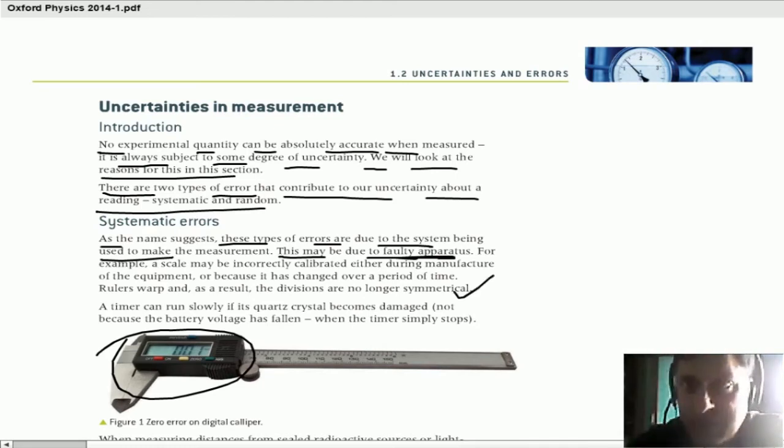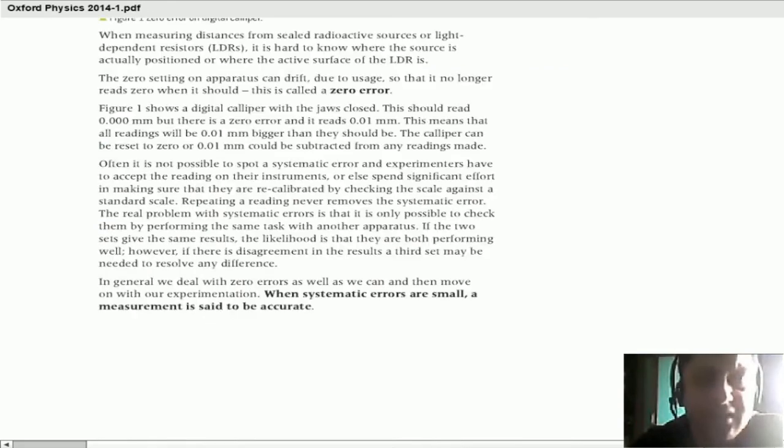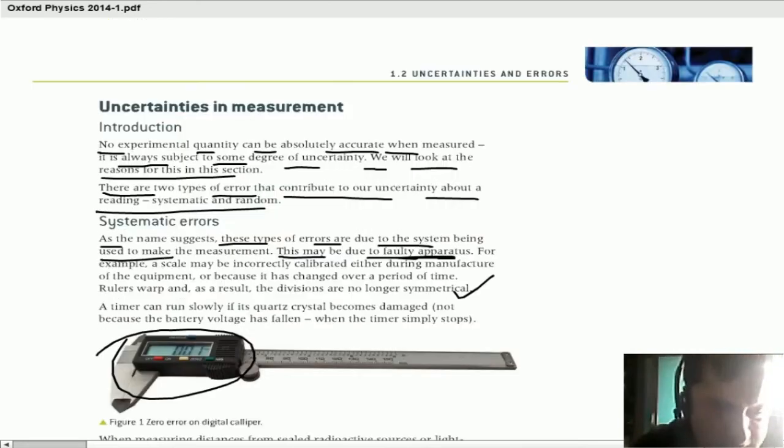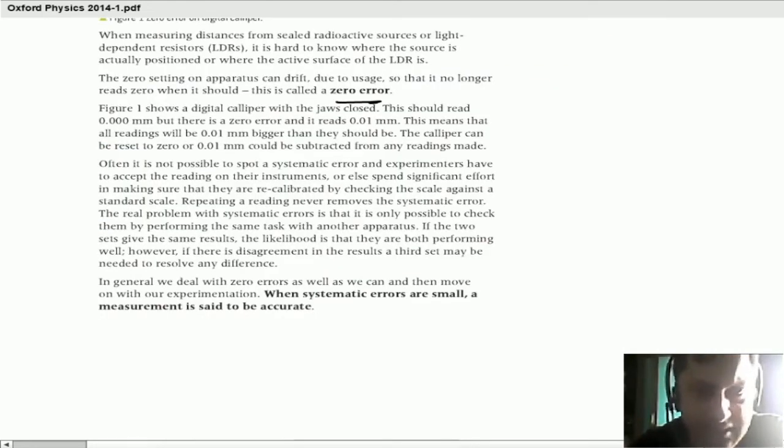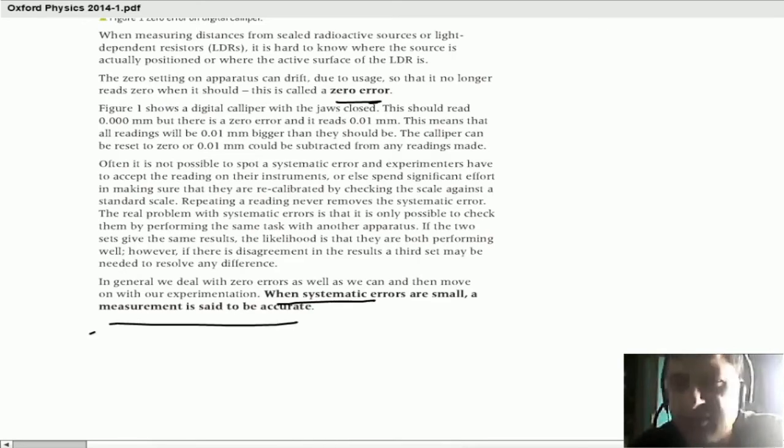So this is the uncertainty of some instrument. This is called systematic error. There is something called zero error. In the beginning the scale should read zero, but here if you see, it is not reading zero. When it is zero, it is reading 0.01. So whatever you measure, it will automatically add 0.01 to this. So that is also an error. Fine. And when systematic errors are small, measurements are said to be accurate.